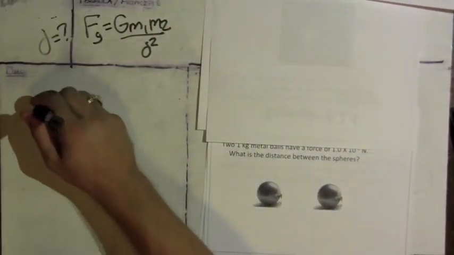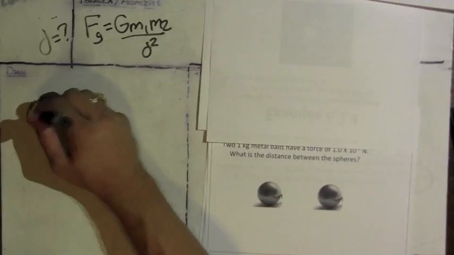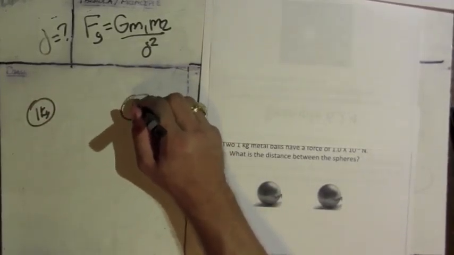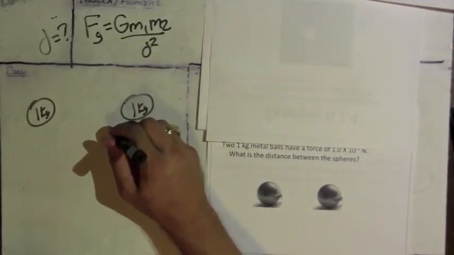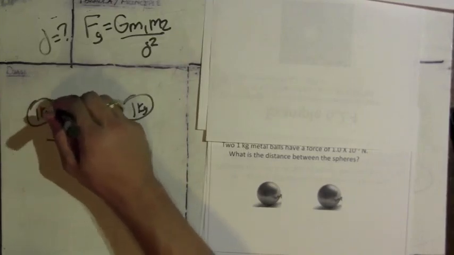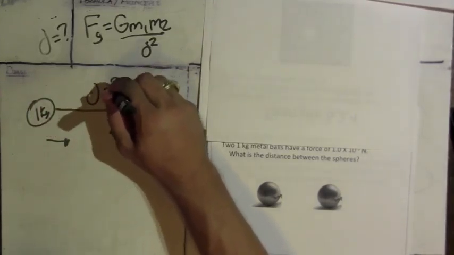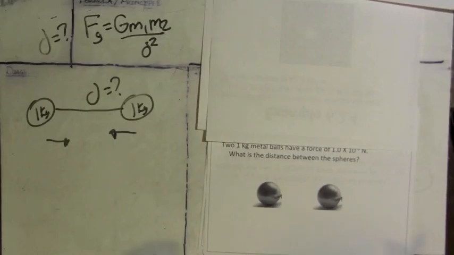And we can go ahead and draw it out. You have a 1 kilogram object. You have another 1 kilogram object. You know the attractive force, and you want to figure out what the distance is between them. So let's see if we can figure this out.